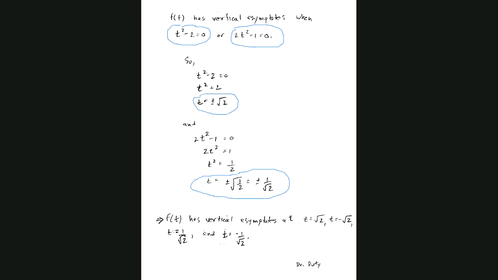The reason I'm going over the vertical asymptote part is because in your homework for section 2.6, you do have questions, at least a few, that ask you about vertical asymptotes. And it's important. It's always important. It's a good review.